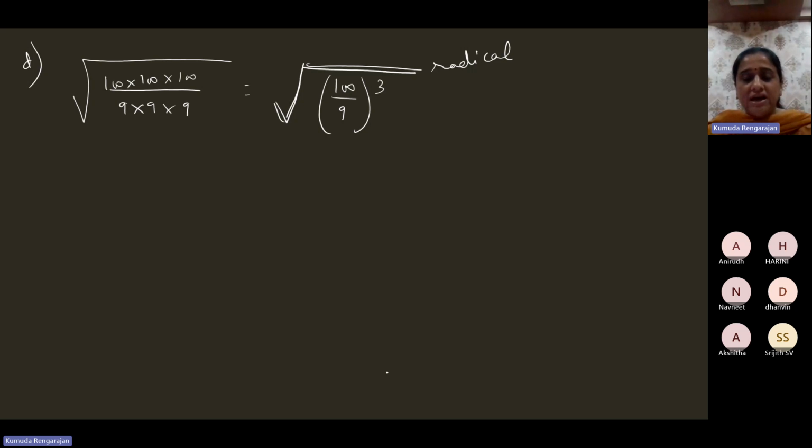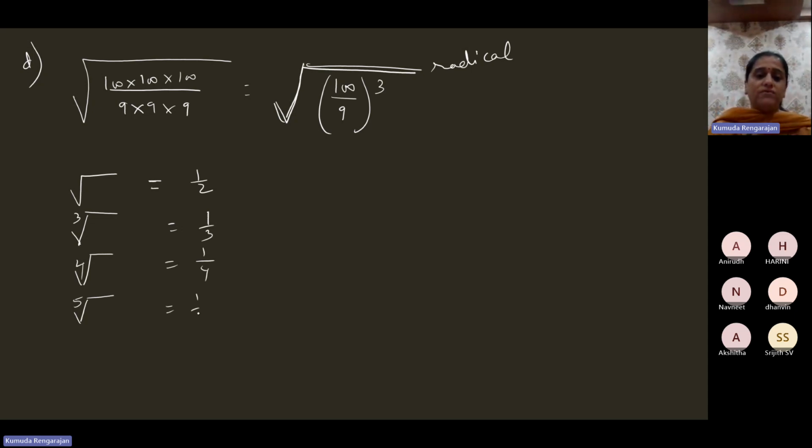Every radical sign has an equivalent value in the exponential form. Square root, cube root, fourth root, fifth root, all these radical signs have an equivalent expression in the exponential form. So if you want to remove the square root symbol and write it in the exponential form, then whatever is the base should be raised to the power 1 by 2, power 1 by 3, power 1 by 4, power 1 by 5, and so on.